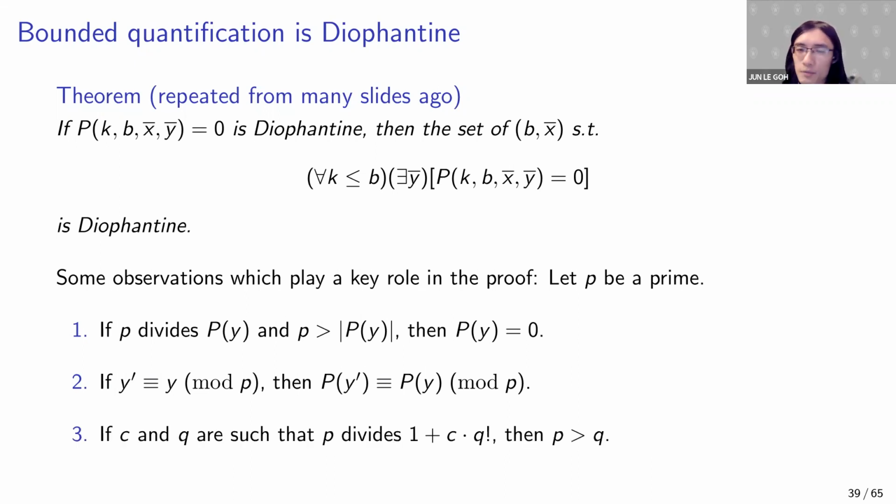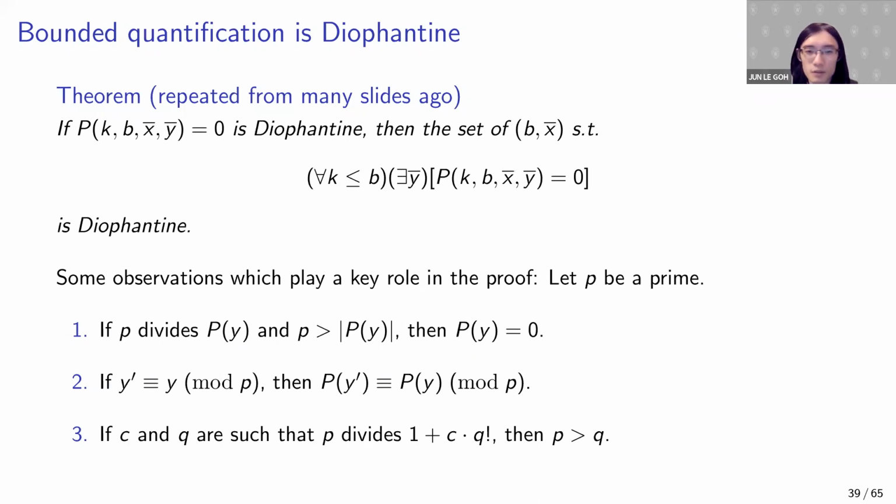Finally, another observation. This has come up before when we were talking about the sequence numbers. So if we have some c and some q, such that p divides 1 plus c times q factorial. So think of this as saying that p divides 1 plus some multiple of q factorial. Well, then p must be greater than q.